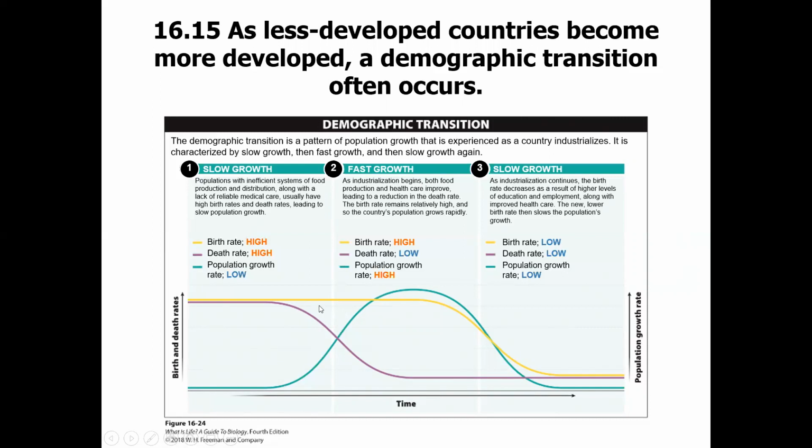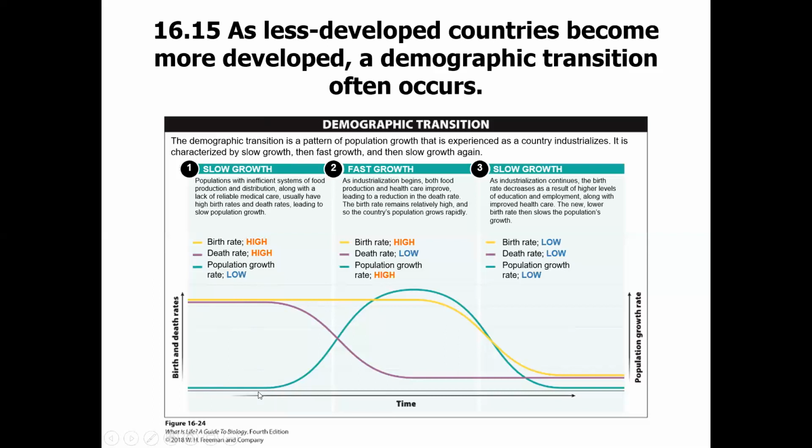So the way this works is that in yellow, you have your birth rate, in purple, you have your death rate, and then in green, you have your overall population growth rate. So how fast is the population growing overall? So in our first phase, number one is slow growth, and our birth rate is high in yellow, way up here. Our death rate in purple is also really high, way up here. So we're having a lot of people come in, but also a lot of people leaving the population. So ultimately, our population growth rate is very low.